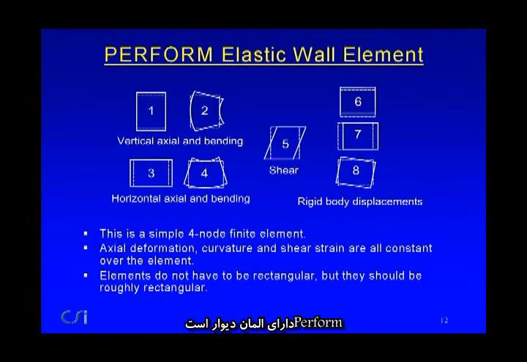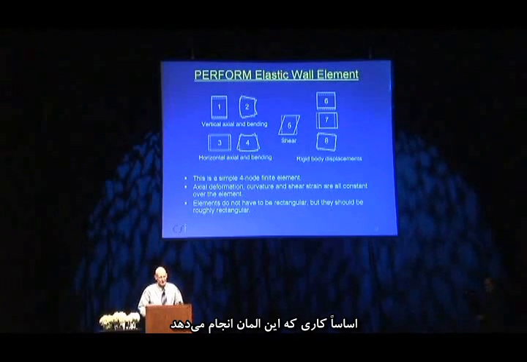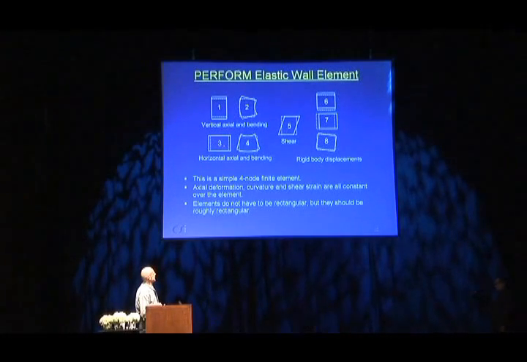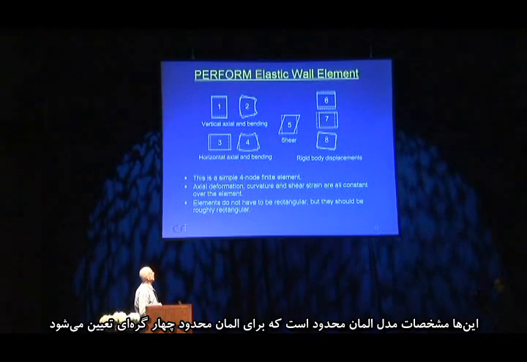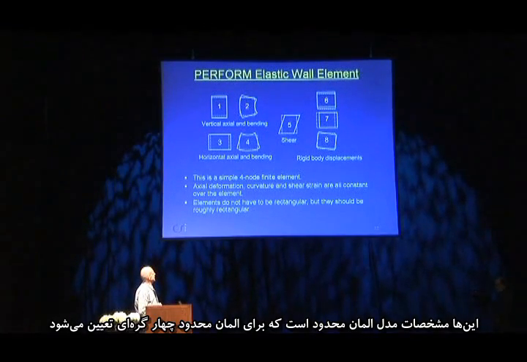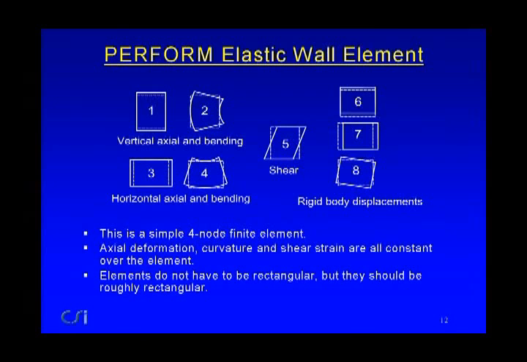Perform has a wall element, and we're looking here only at the in-plane behavior, and basically this is what it does. In the vertical direction, it's got an extensional mode of deformation and a bending mode. In the horizontal direction, the same, a horizontal extensional mode and a bending mode. It's got a single shear mode, and it's got 3 rigid body modes: vertical, horizontal, and rotation. So those of you finite element theoreticians recognize it's a 4-node finite element with 2 displacements per node, or a total of 8 degrees of freedom, and these are the deformation modes.